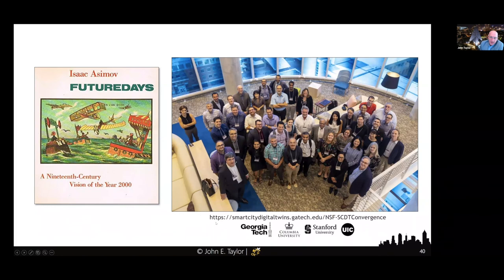That first NSF workshop, Science Fiction to Smart Cities, was about envisioning. We held another workshop funded by NSF in 2019. Columbia was one of the leads in the workshop. It was Patricia Culligan, who's here, for Columbia University. But in this case, not just envisioning what the future might be, but very specifically, if we have a shared vision, which is smart city digital twins, what is the research agenda?